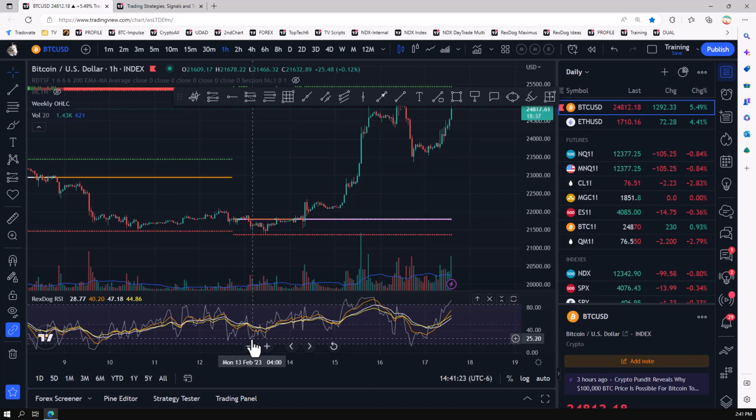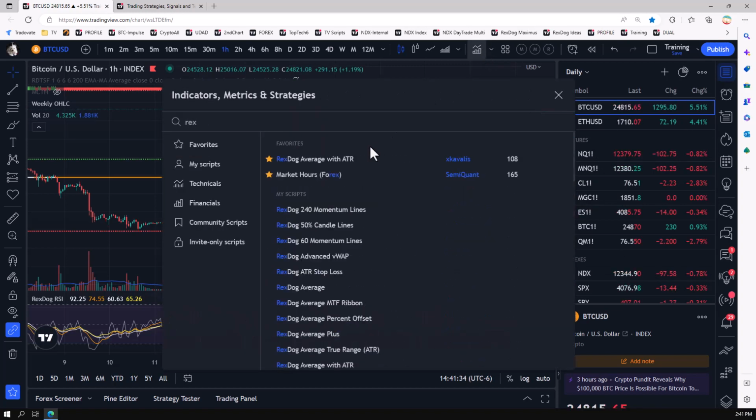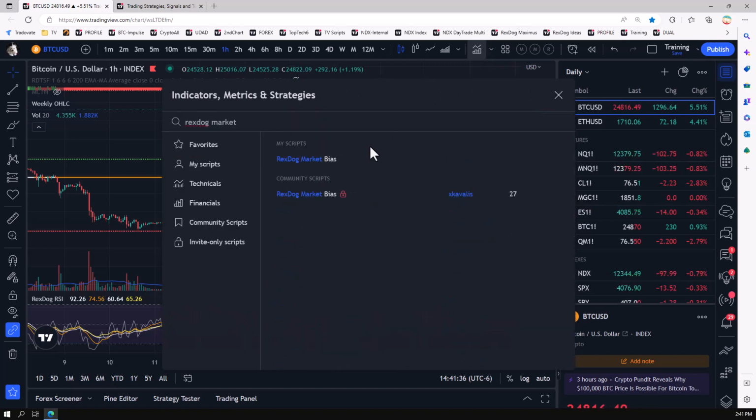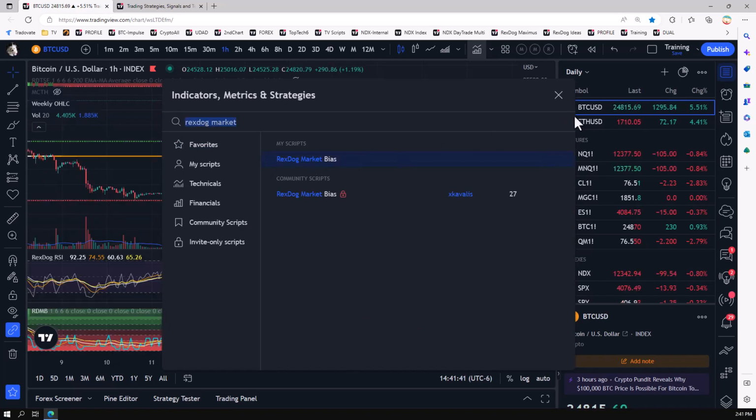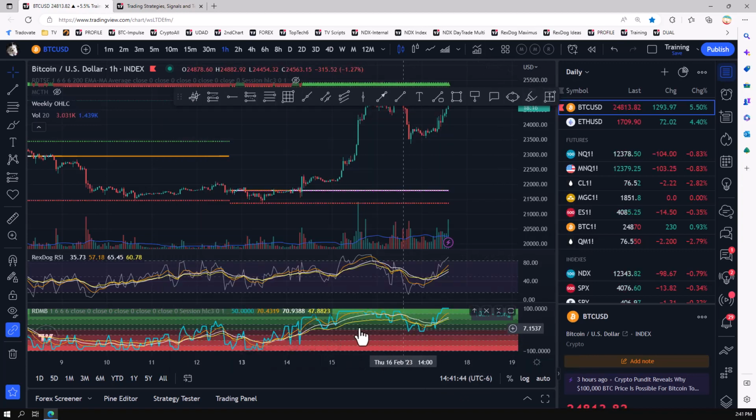There's philosophies about how indicators should be created. There's even the indicators I've created. So for instance, one of the indicators you're going to discover is the Rexdog Market Bias. If I add this to the chart, so you have access to this in TradingView, this is what it added down here. See, it's an oscillator, and what it does is give you a general idea of what the overall Rexdog system is telling you.